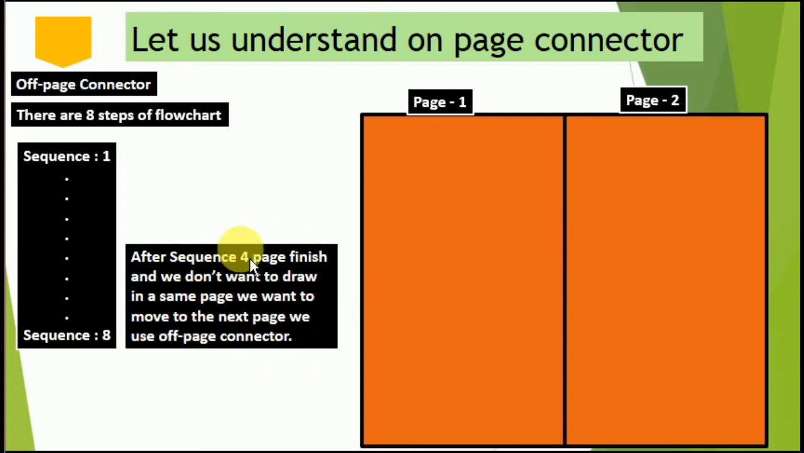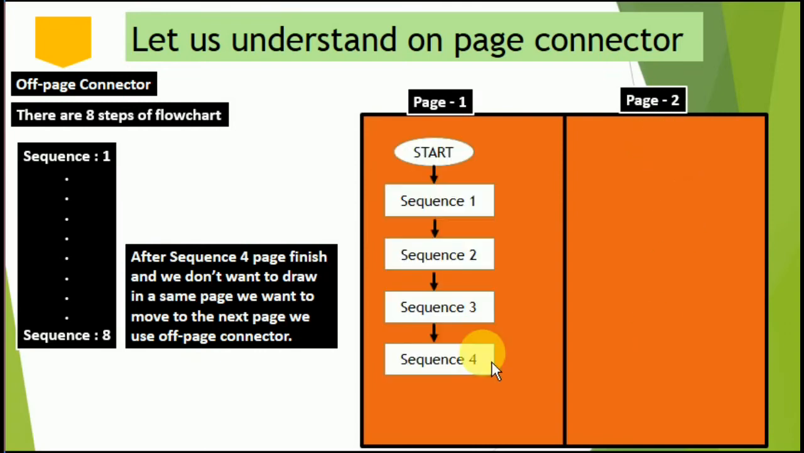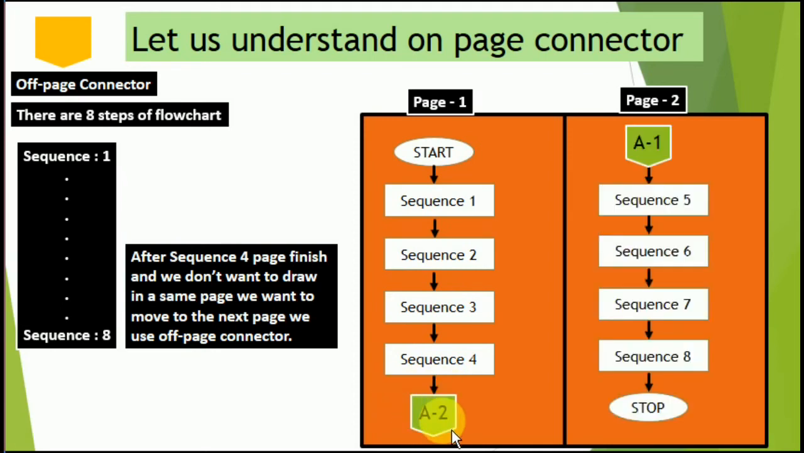This is a line, you need to understand, when we don't want to use the same page, we want to move to the next page and draw the other sequences there. Now there is no space left in the first page because page 1 is only up to here. This is the area of page 1. Now we are not supposed to use the on page connector, we are going to use the off page connector, and here it is. Page 1 is finished and here page 2 has started.